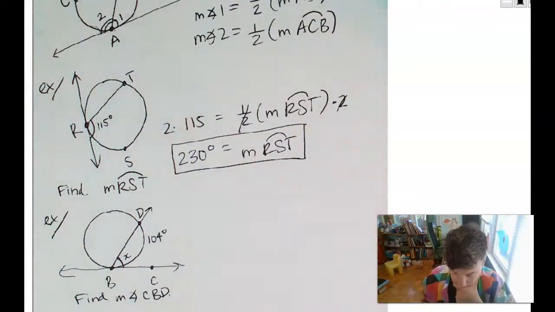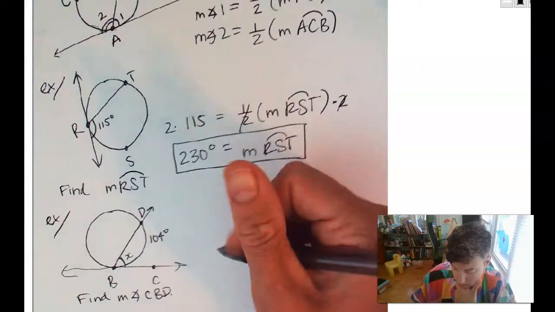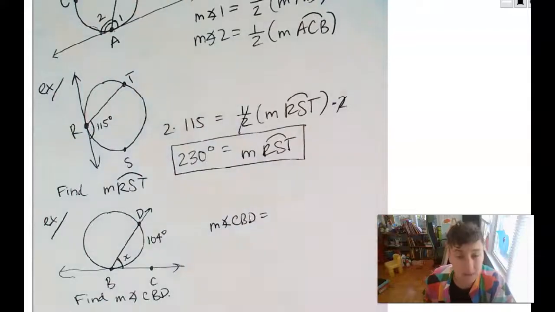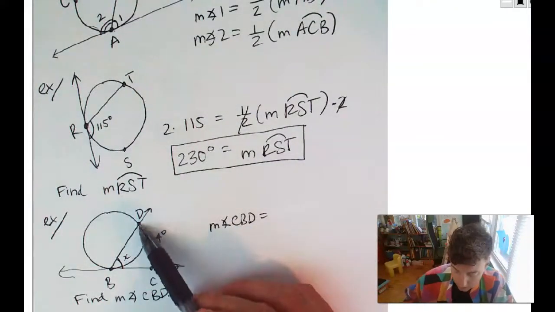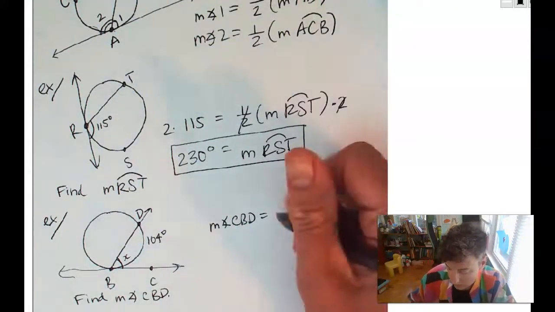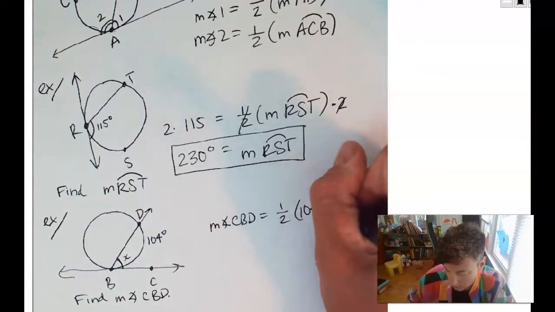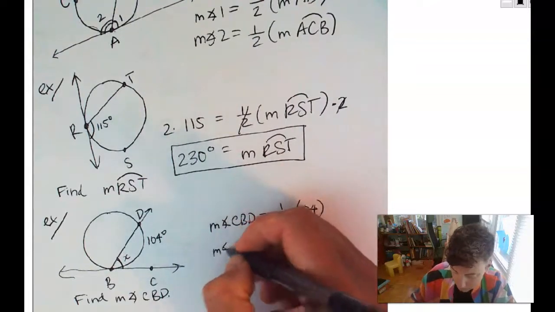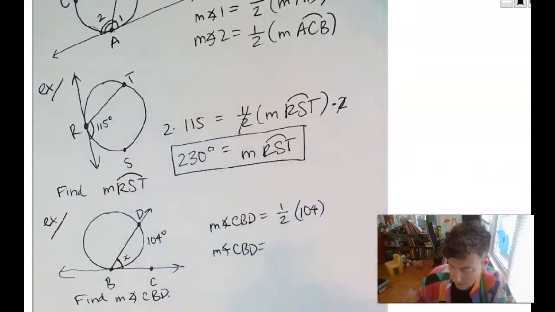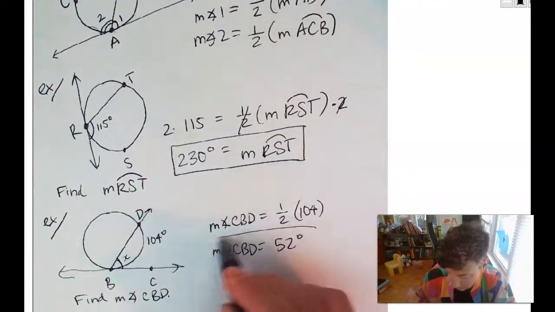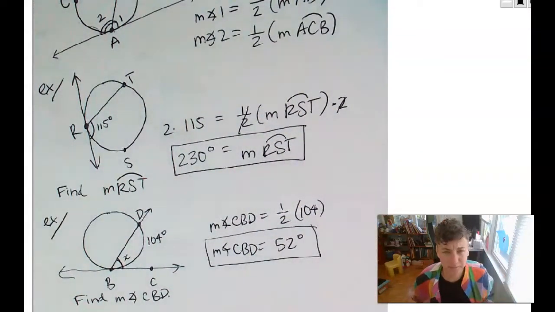Cool. We can use our theorem. It's going to say the measure of this angle, the measure of angle CBD is half of the intercepted arc. That intercepted arc is 104 degrees. So it's 1/2 of 104. So the measure of angle CBD is 1/2 of 104, which is 52 degrees. Nicely done. All right, that's theorem number 1.